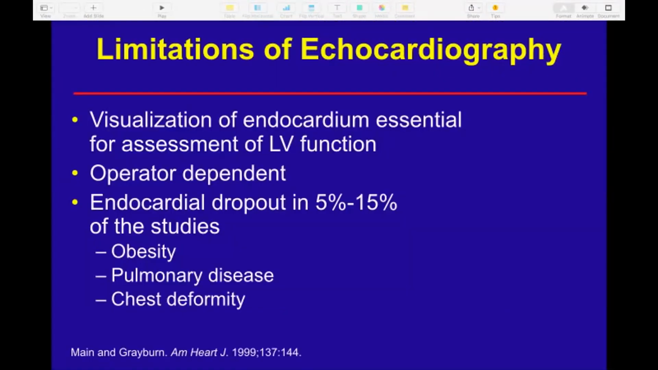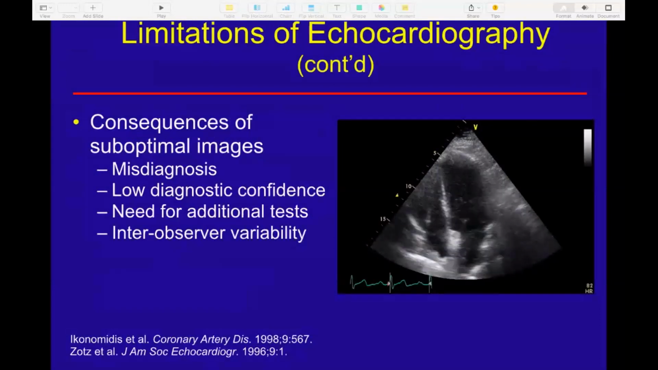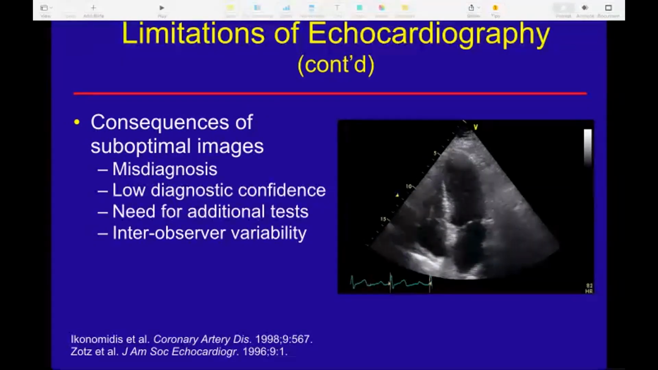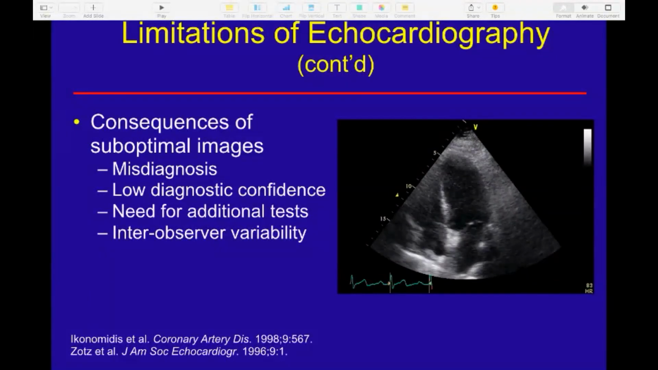We are all very familiar with the limitations of current echocardiography, even with harmonic imaging. The visualization of the endocardium, which is essential for assessment of LV function, is a challenge. It is very operator dependent and sonographer dependent. Endocardial dropout, even with the best of images, occurs in about 5 to 15% of studies, and many of the comorbidities that we deal with daily complicate our interpretations. When we look at suboptimal images, what is the impact on the patient? Obviously there is misdiagnosis, low diagnostic confidence, need for additional testing, and significant inter-observer variability, which has always been the Achilles heel of echocardiography.